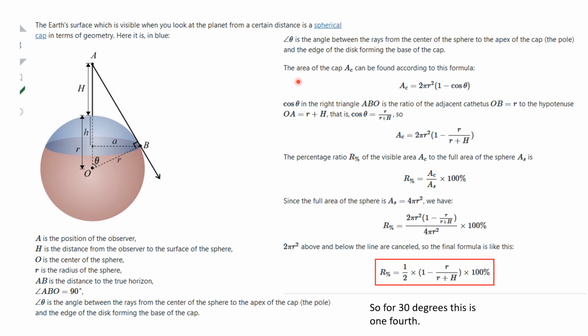Now the area of the cap can be found according to this formula. The area of the cap is the circumference times 1 minus cosine of theta, and theta is the angle that we see there. So that's going to be 2 pi r squared times 1 minus, and again, as we talked about earlier on the other slide, this is r over r plus h. And this ended up being the fraction that was 1/2. So this is 1/2 times 1/2, which is 1/4.